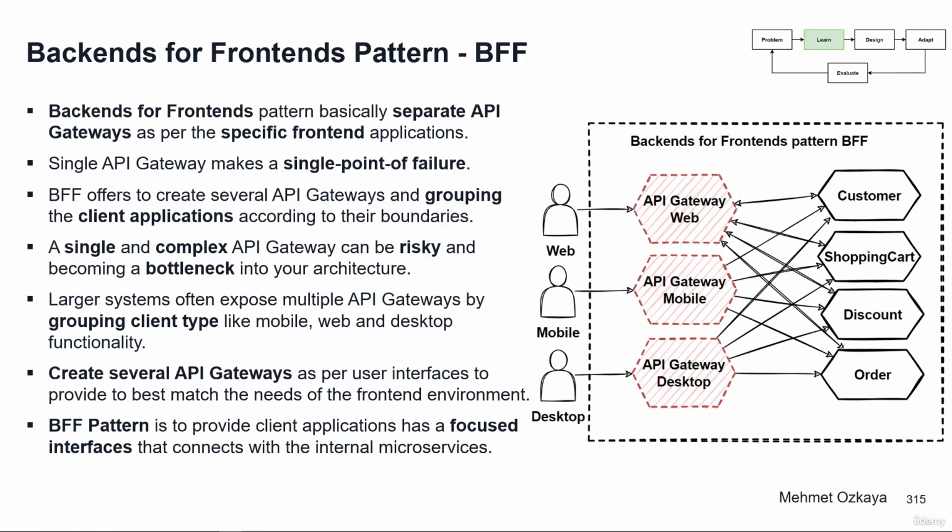For example, data consumption by a mobile user interface could be different from data consumption by a web browser. In that case, for better data representation, two Backend for Frontend patterns can be used, one for the web, one for the mobile.